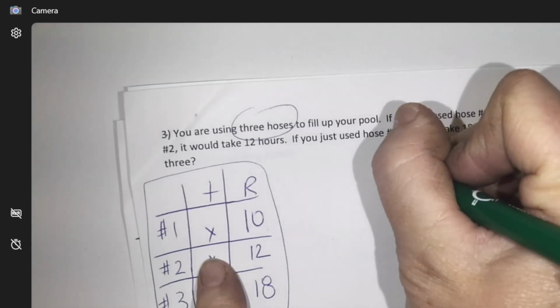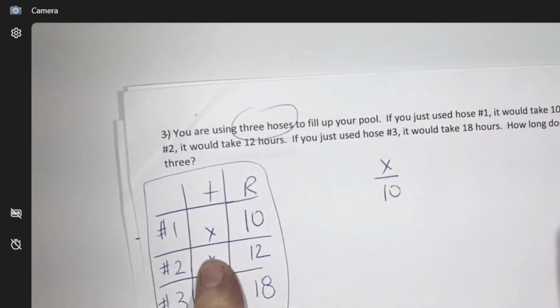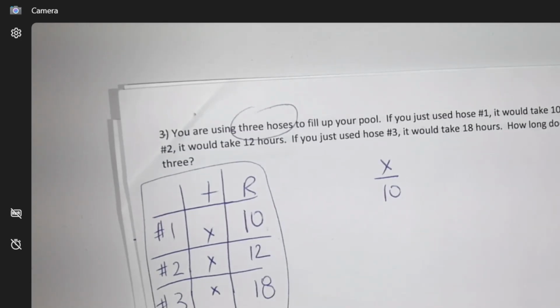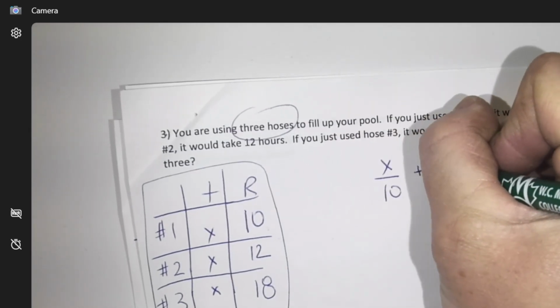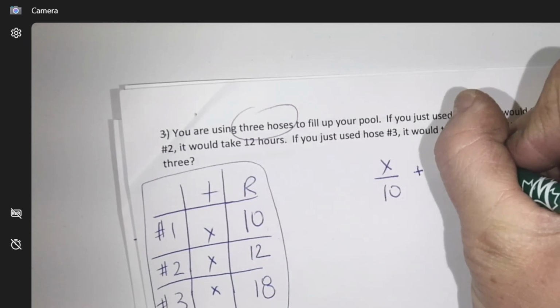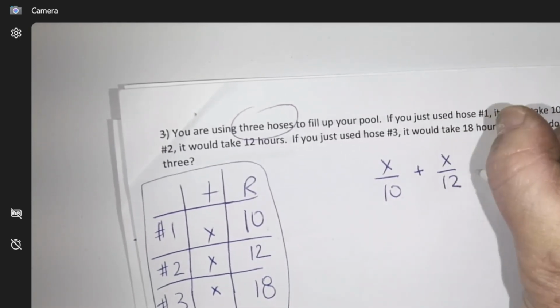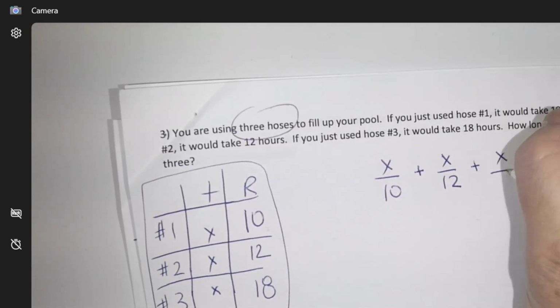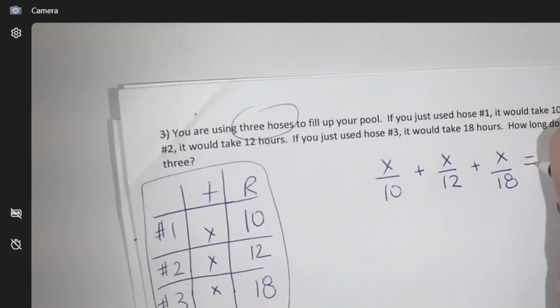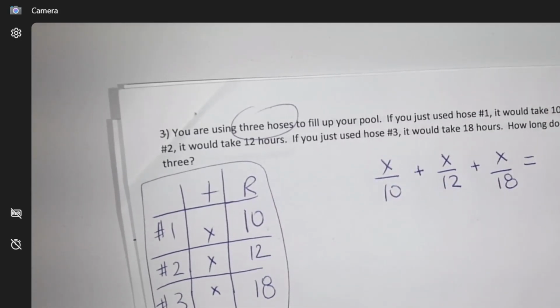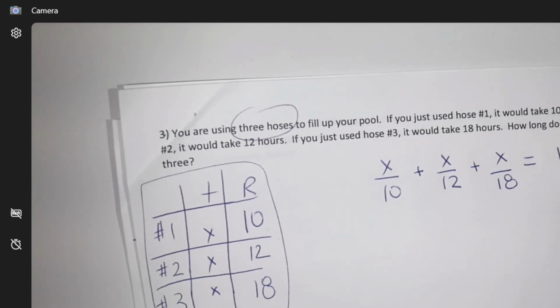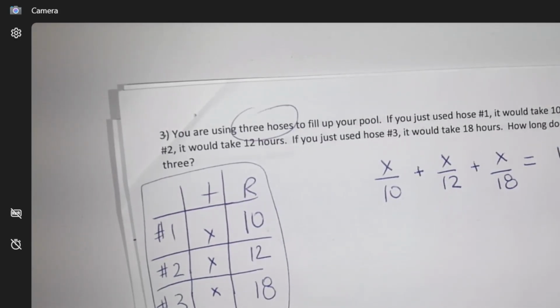The first hose will do X tenths of the job, adding to the second hose, which does X twelfths of the job, and the third does X 18ths of the job, and all together the 3 hoses working would complete one whole job.